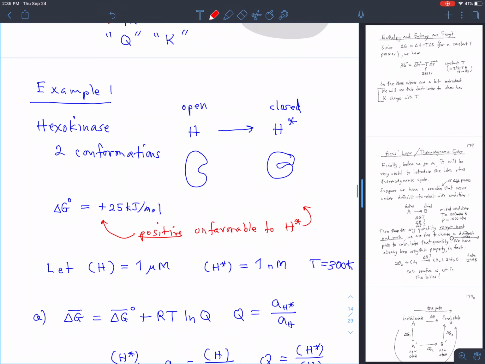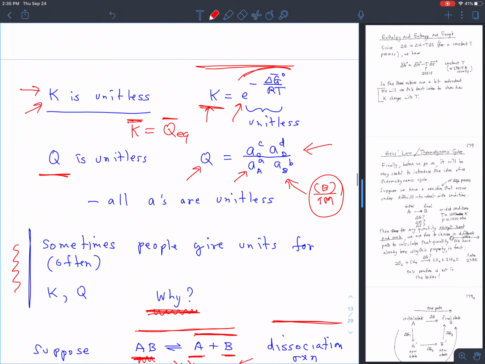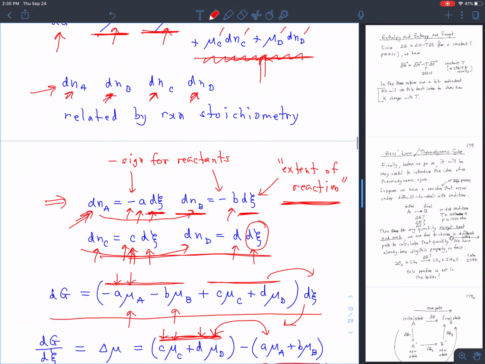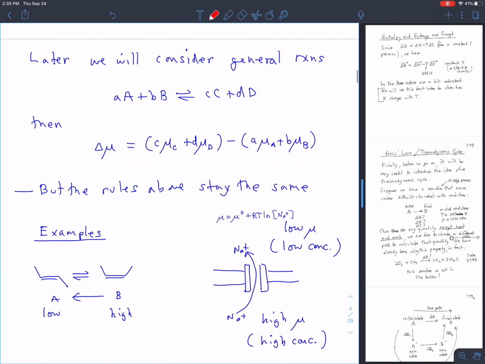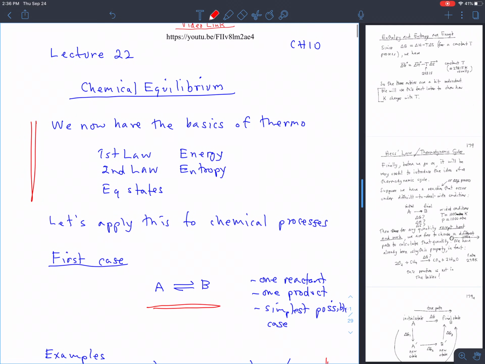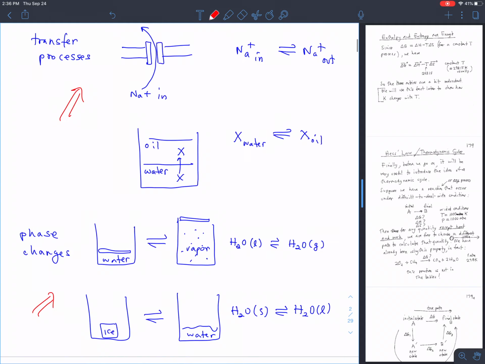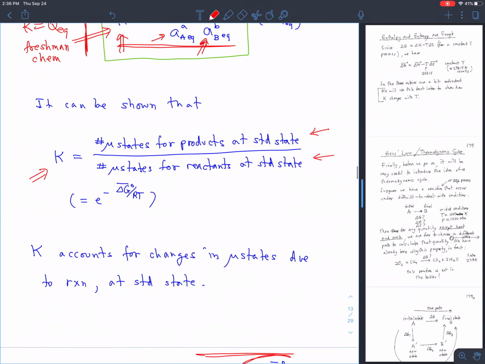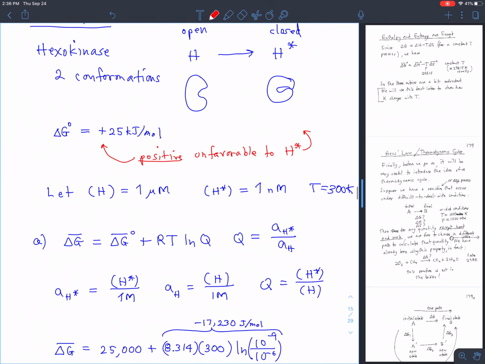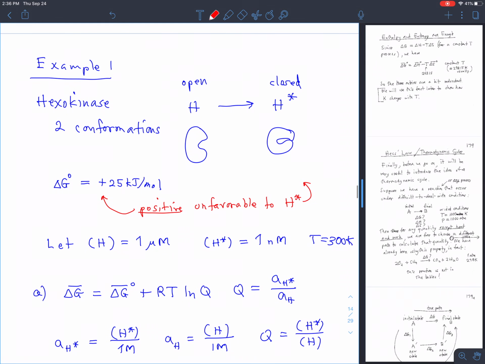All right, so that is the end of our overview of the basics of the thermodynamics of chemistry, of the equilibrium properties of chemistry. Now let's do a bunch of examples. And so the first example is going to be a simple case, an A goes to B type of case, the simplest of all possible chemical reactions.